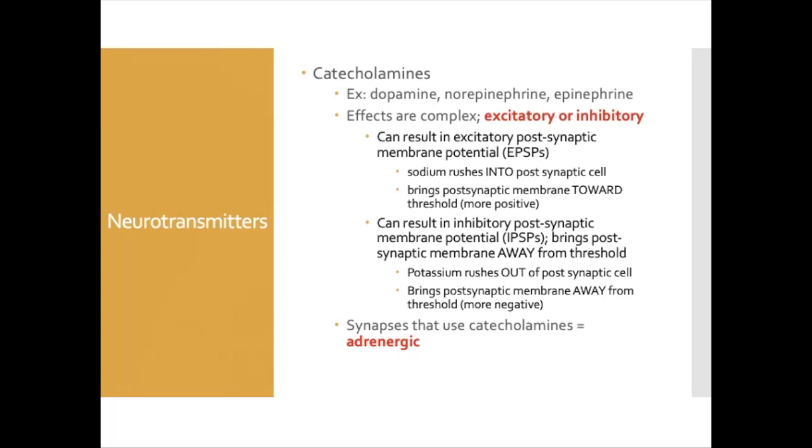That's going to make it harder to generate an action potential in that postsynaptic cell, that postsynaptic neuron. So we are actually inhibiting the generation of action potentials. That is the creation of IPSPs, inhibitory postsynaptic potentials. Now, synapses that make use of these catecholamines and their complex effects also get a name. These synapses are referred to as adrenergic.